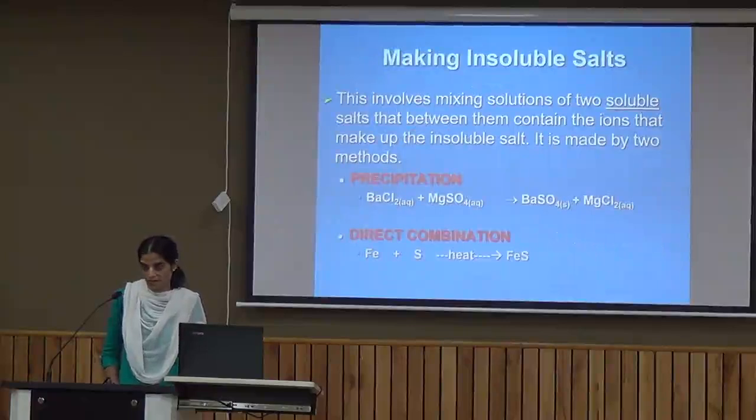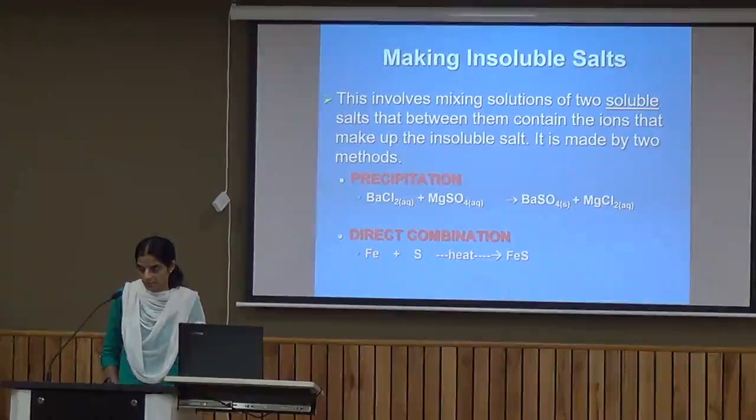Now, the next important category is precipitation reactions. The salts formed here are insoluble salts, which means they appear in the solution in the form of precipitates, that is insoluble solids. This involves mixing solutions of two soluble salts that between them contain the ions that make up the insoluble salt.